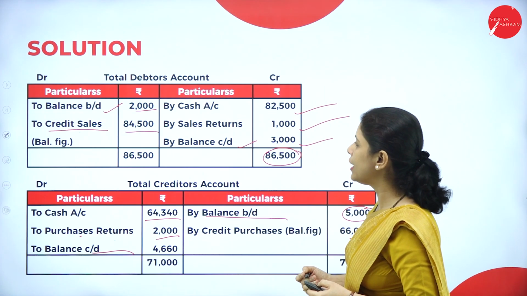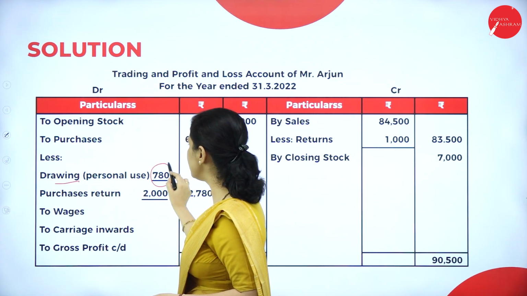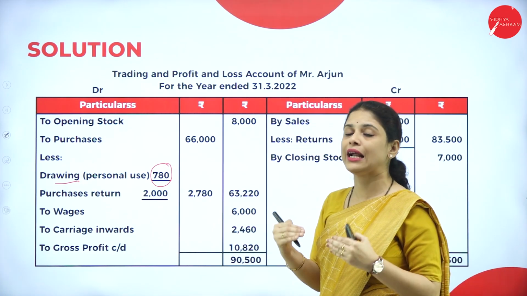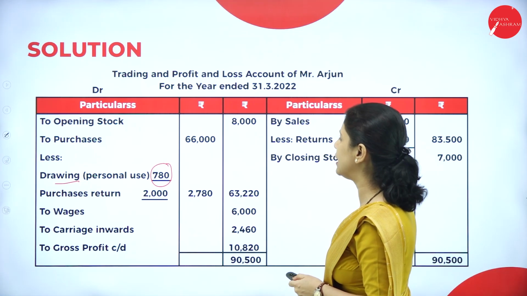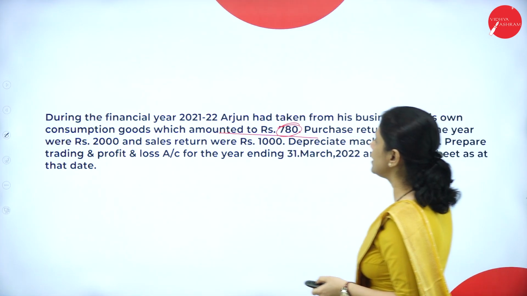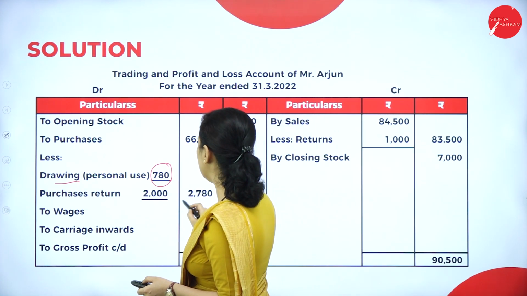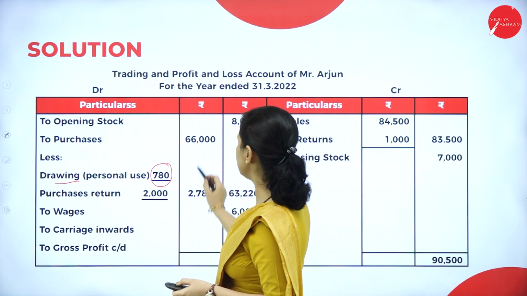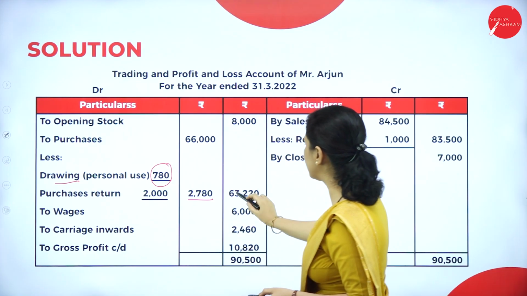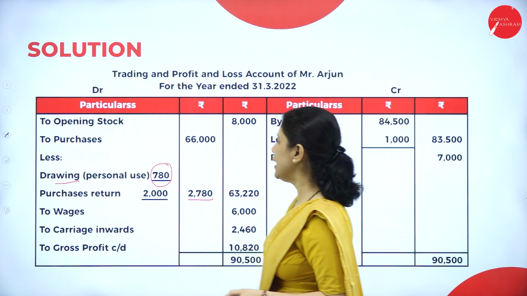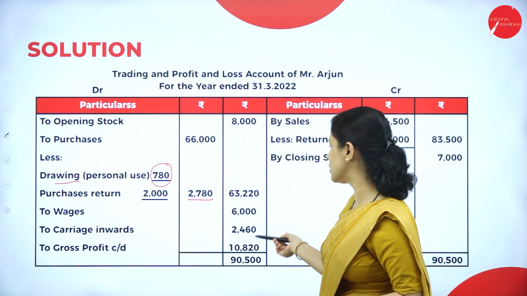So what do we have to do? We have to deduct it from purchases. We mention it as drawings for personal use and deduct it from purchases, because that much of purchases will come down. And purchases returned is also there. Let us see where. Here purchases returned during the year were 2,000, so we will deduct this 2,000. So what will we get? From 66,000 purchases we deduct 2,780. How much will we get? 63,220. Next, wages 6,000. Carriage inwards, where will it come? It will come in the trading account, 2,460.